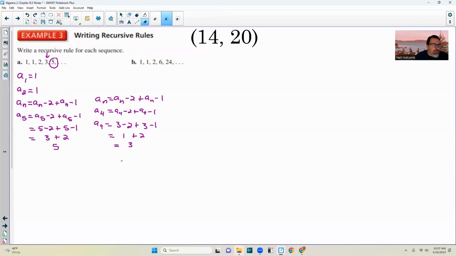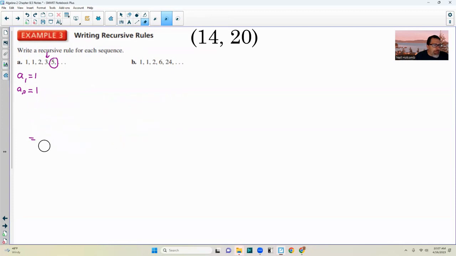Okay, so it's a really strange formula, but once we figure it out, then we have a rule. So the rule for that is, I shouldn't have erased it, a sub n equals a sub n minus 1 plus a sub n minus 2, or minus 2 and then minus 1. It doesn't matter because addition is commutative.